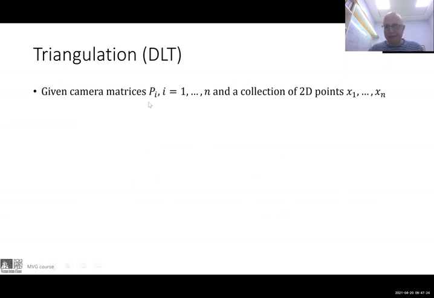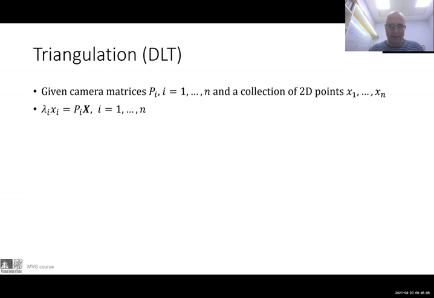Okay, so what do we have here? We have two cameras, or more generally, n cameras. Pi are the camera matrices. We have a collection of 2D points, 2D projections that we think belong to the same 3D point, and those 2D points relate to the cameras by this equation, right? So xi times some scale factor, which is depth dependent, equals the camera times X, which is the 3D point. What are the unknowns in these equations?